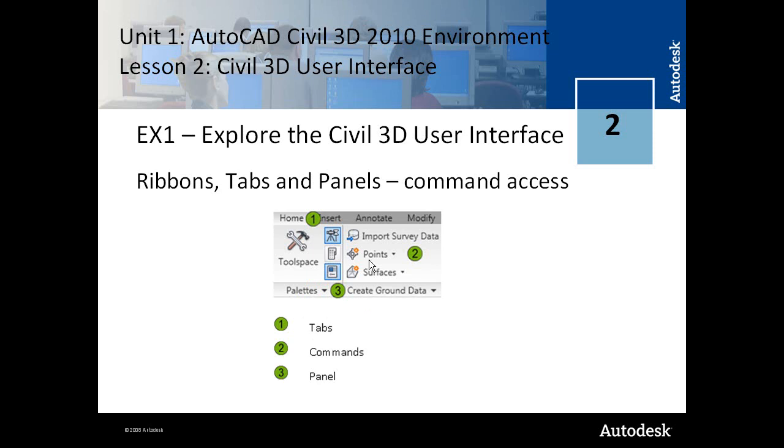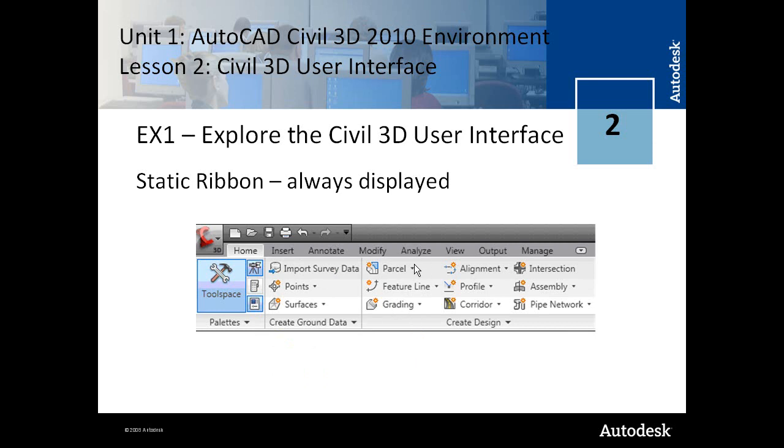So the ribbon is discussed in a little bit more detail than in Lesson 1. Once again, the ribbon consists of the tabs and the panels, and they are used for command access. And you have both static ribbons, which are always there, very similar to menus, and you also have contextual ribbons.